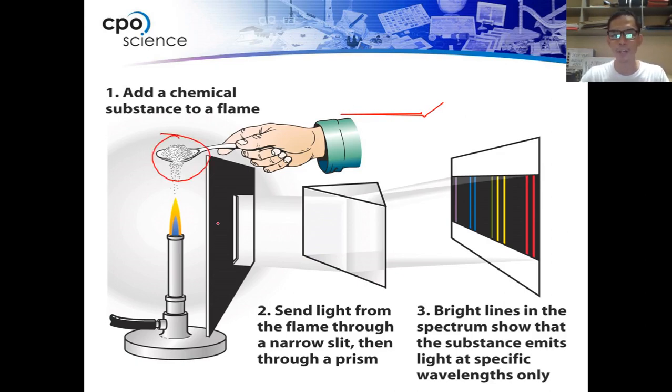You put the element here, then you use a Bunsen burner. When you use a Bunsen burner, the element creates a single color of light. For example, if you pour sodium on the flame, it will create a yellow color. Then it passes through the slit, and after passing through the slit, it passes through a prism, and the prism will separate the color band of that particular light, which in this case is yellow. So the yellow light will pass this slit, and then it will undergo dispersion in this prism that we have right here.